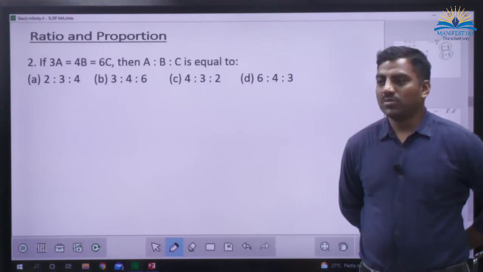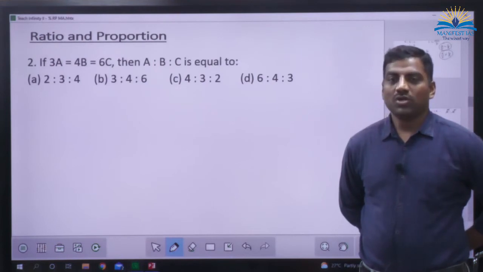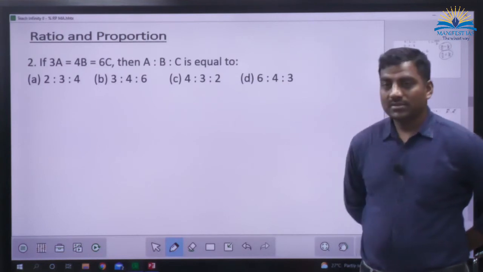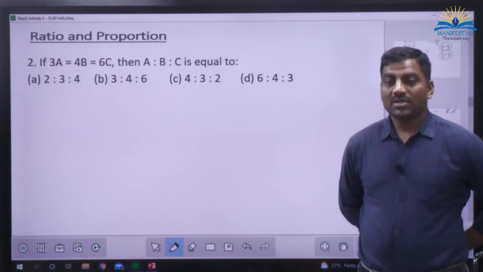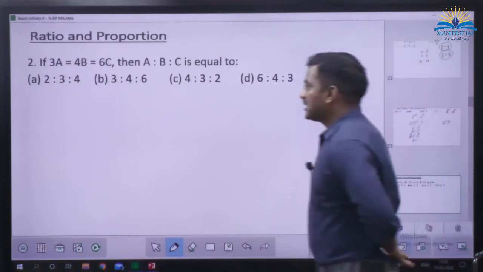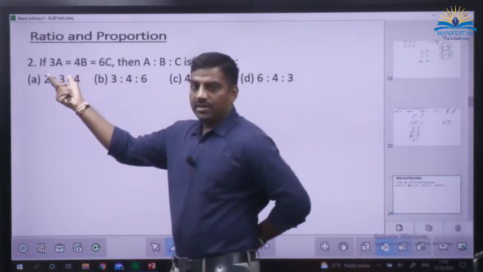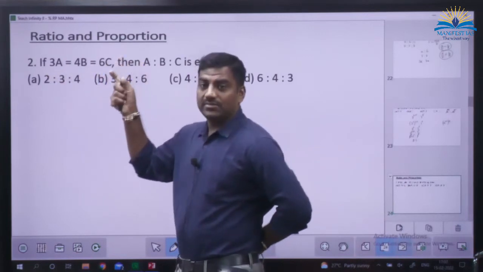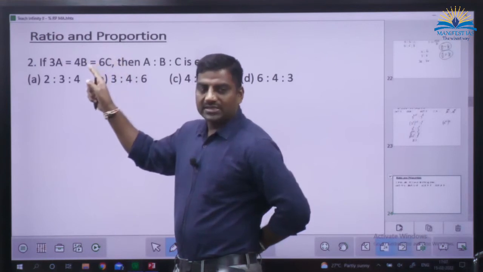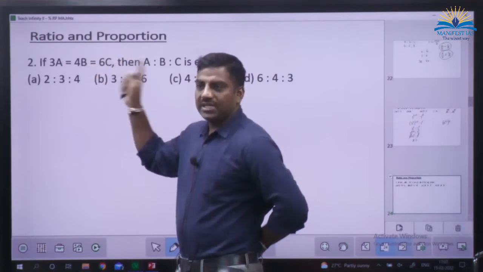Initially, I had solved one problem. 40% of men is equal to 30% of women. Who were more? In this case, which is greatest? It is not 3A. I am asking about A, B and C. A is greater. 3 times A is equal to 6 times C. That means A is greater, C is the least. So A is the greatest, C is the least, B is in between them.